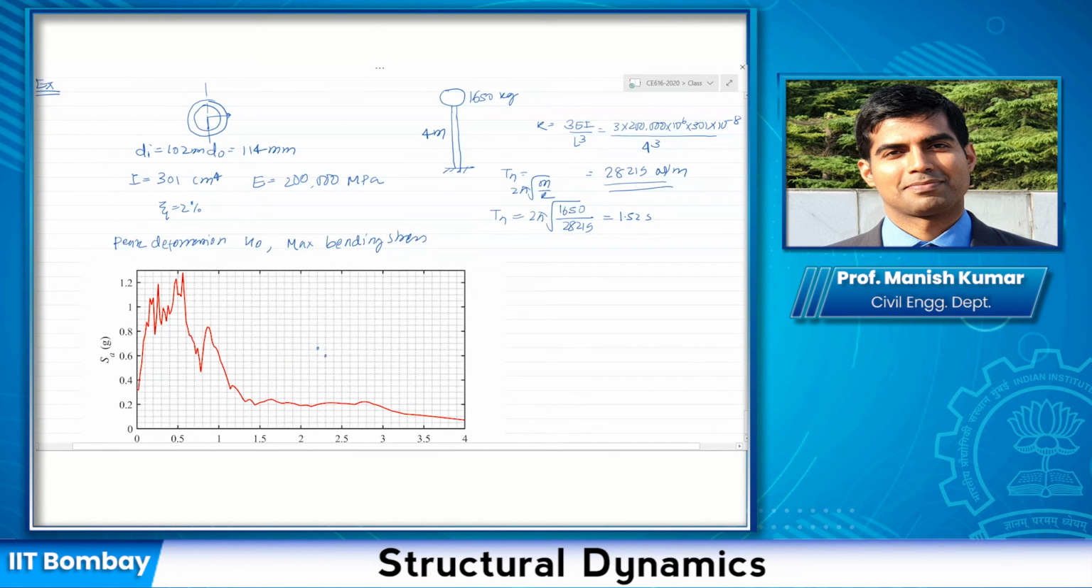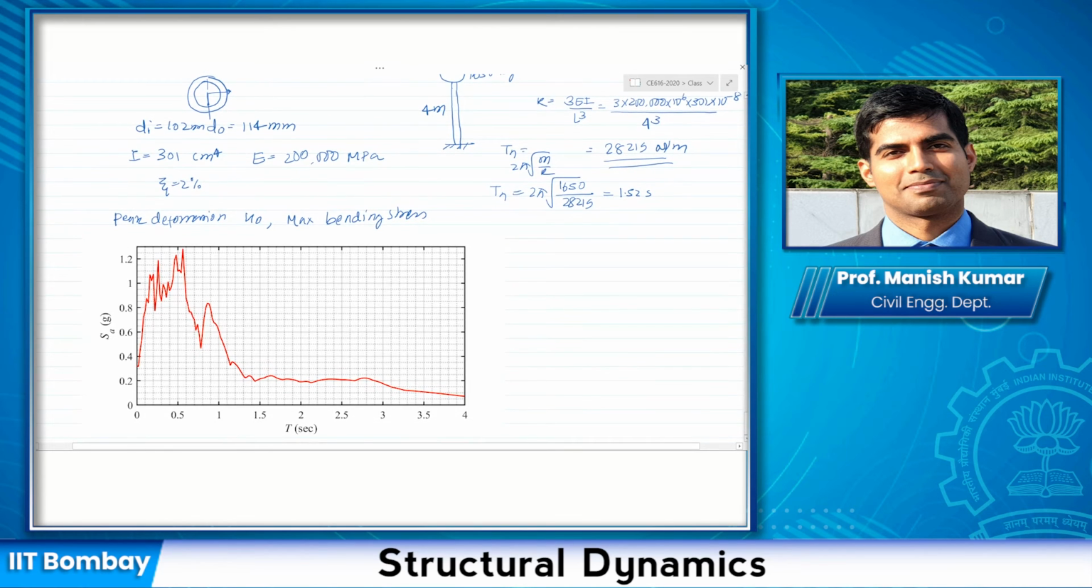When you get the time period, the next step is to refer to the response spectra, which is provided to you. So now I go here and I look at 1.52. Remember this is a linear scale here on x and y axis. This is 1.5, 1.6, 1.7, so on. It goes up to 2. So 1.52 would be somewhere around here. So the value is coming out to be a little bit higher than 0.2.